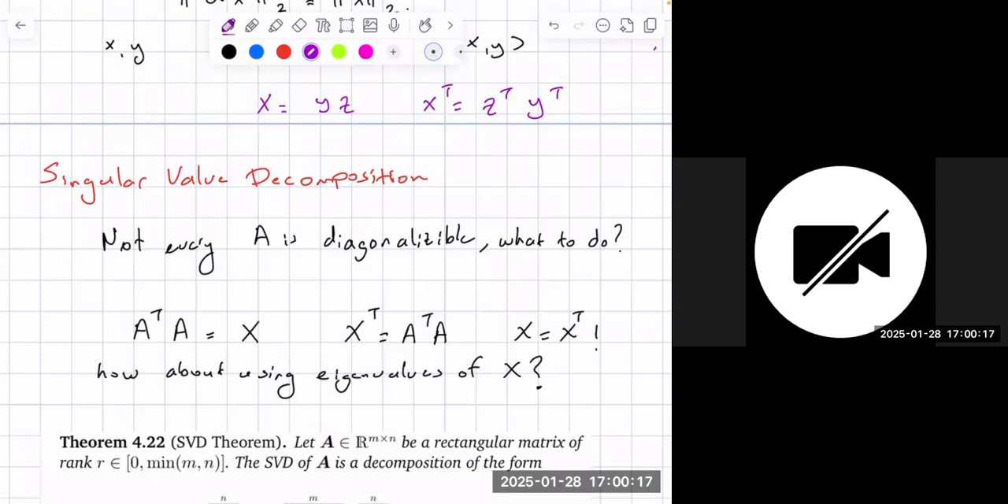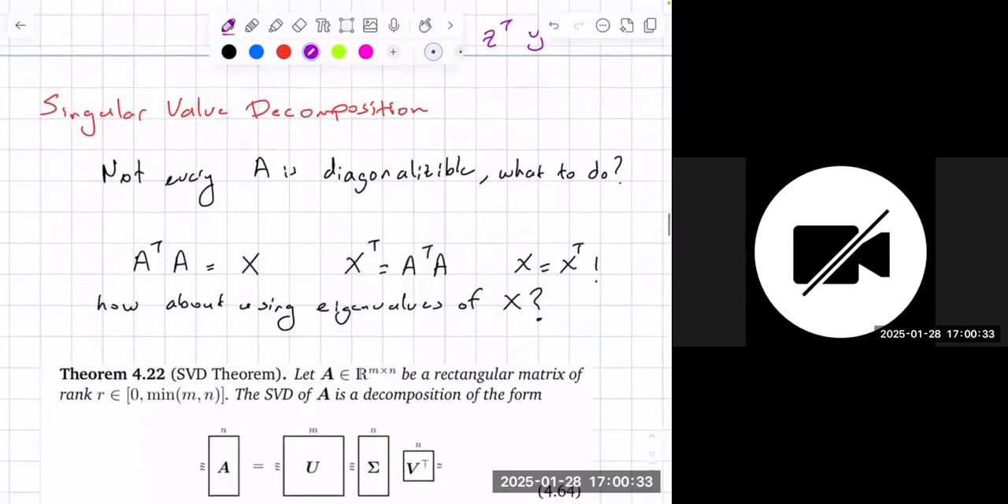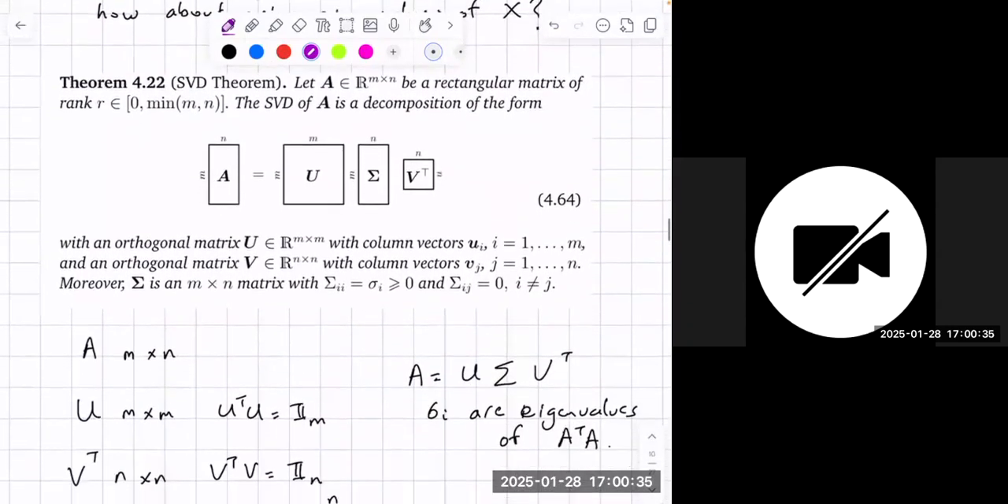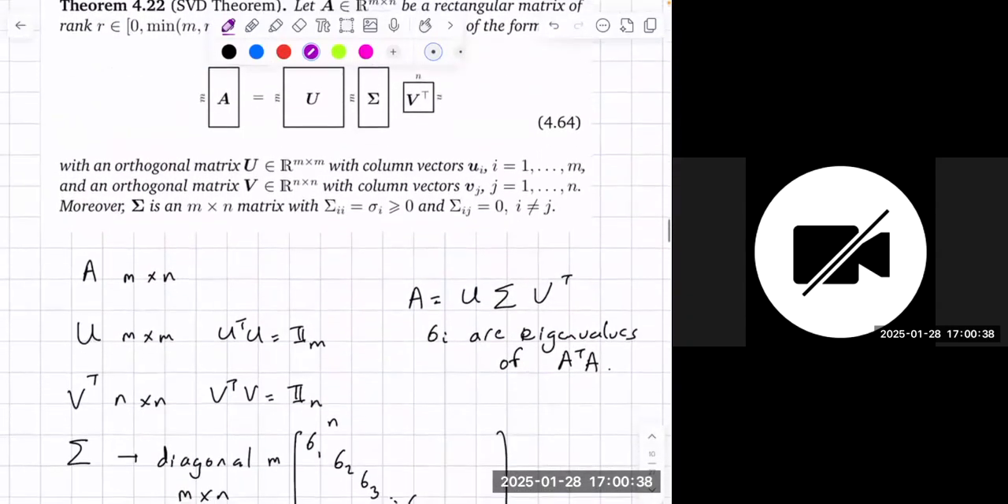So it turns out this is a symmetric matrix. So it is symmetric, so it's got nice real eigenvalues. Maybe can I use the eigenvalues of this more complicated looking guy to understand my first A, okay? And that actually works out. And what you get out of it is called the singular value decomposition. And it goes like this.